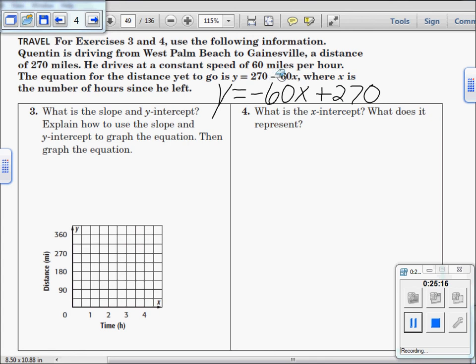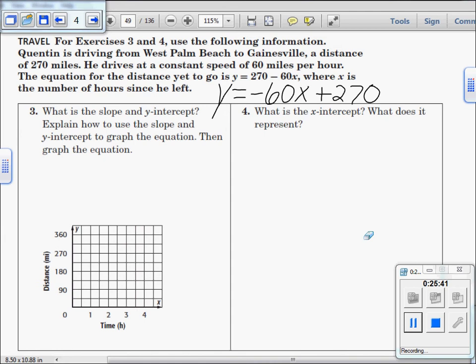Now, we know that it's negative 60x because of the minus in front of it. The 270 is positive, so that's why it's plus 270. So all I've done is, it's just like saying 2 plus 3 is the same thing as 3 plus 2. All I've done is change the order of this to help you see it in the same form we've been talking about, in the form of y equals mx plus b. So that's what we're gonna do. We're gonna graph that equation most likely. That's probably what they're gonna ask us.